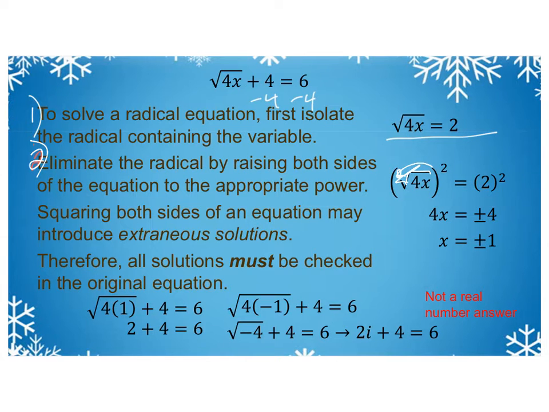All right, squaring both sides of an equation may introduce an extraneous solution. Therefore, all solutions must be checked. These are things to watch out for. You must check it. Notice when we check the positive one, it works. But when we use the negative, I end up with an imaginary number. So the negative does not work. That's an extraneous solution.